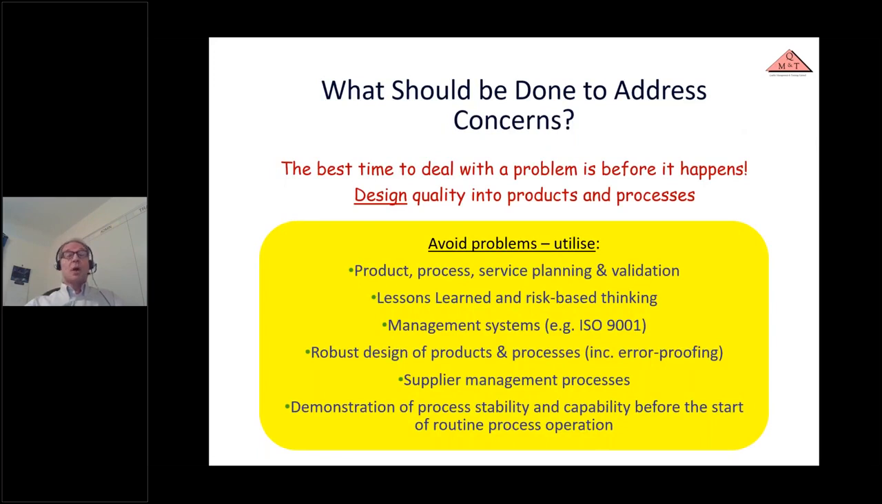Well, the best time to deal with a problem is before it happens. The aim is to design quality into products and processes so that we avoid issues later on. The panel that you can see on the screen at the moment shows a number of activities which many organisations use to try to avoid problems later on. These are things that are done at the design and planning stage, and actually root cause analysis and problem solving are often used at this early stage, and hopefully we avoid problems later on.